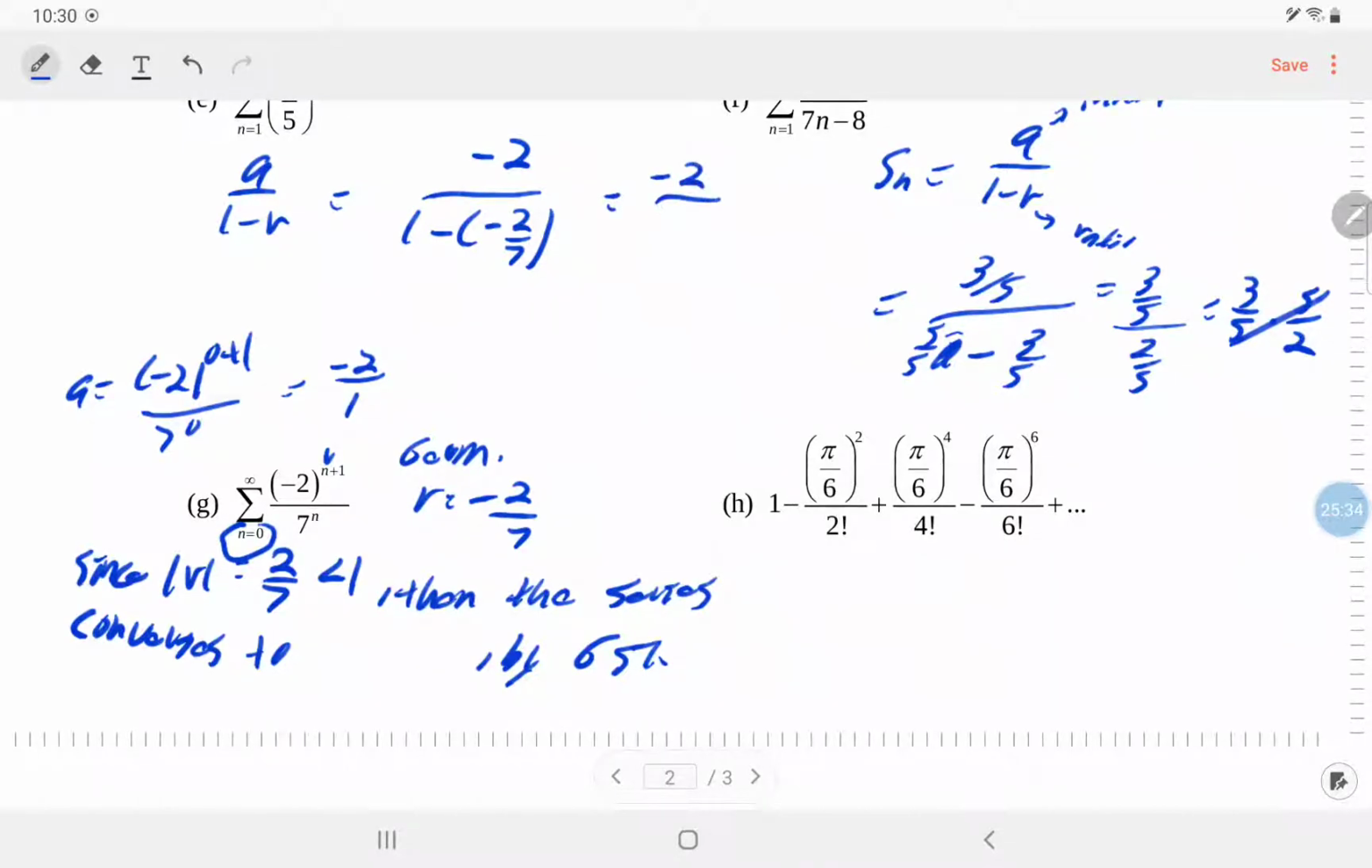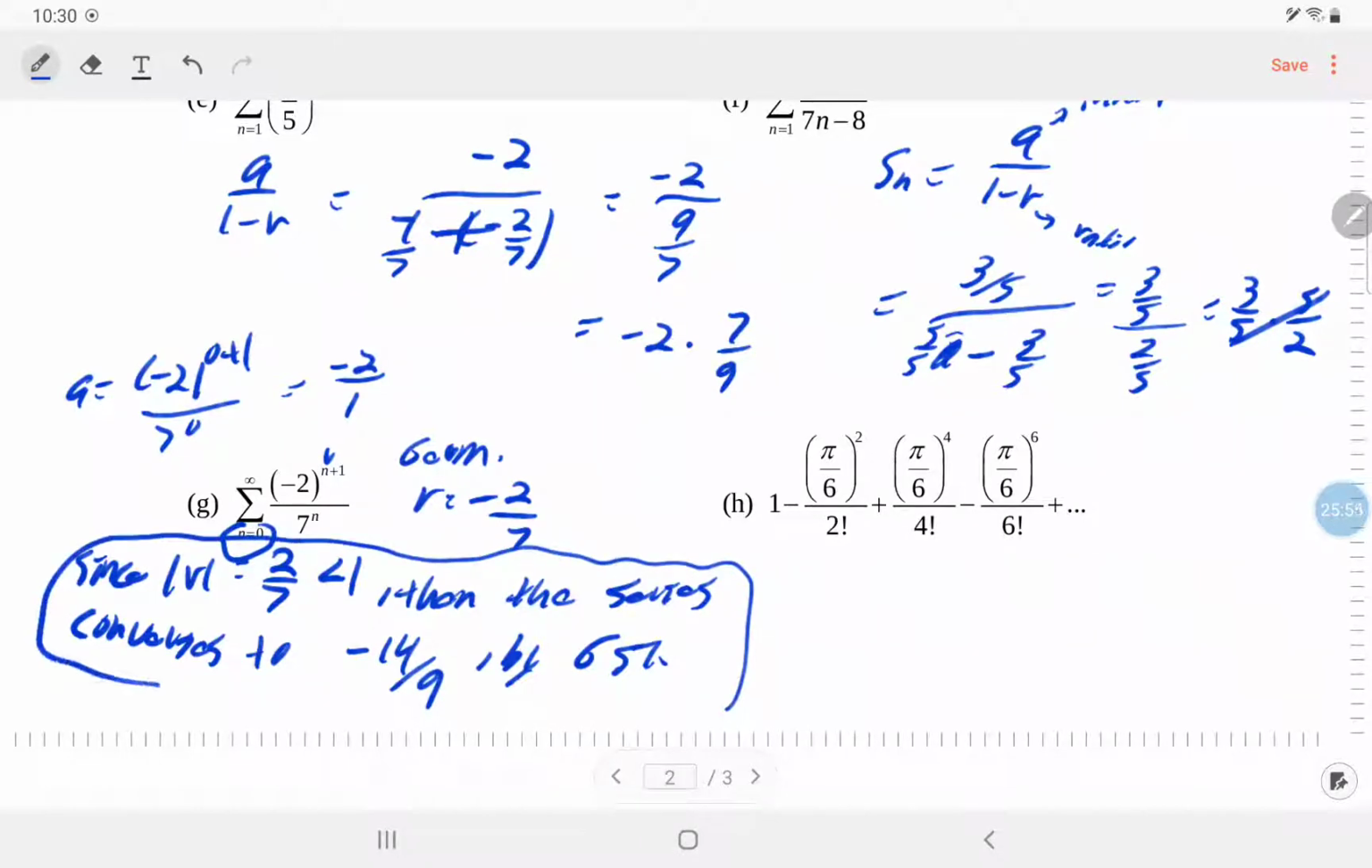So I get negative 2 over, negative is positive, and 1 is 7/7, so that's 9/7. And then multiply by the reciprocal, so negative 2 times 7 over 9. It converges to negative 14 over 9. Just like that.